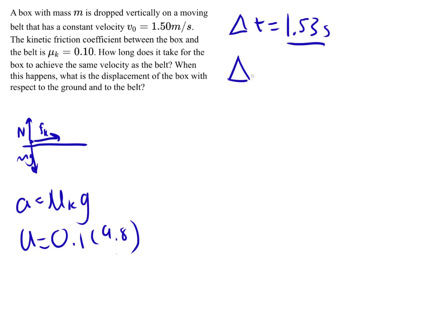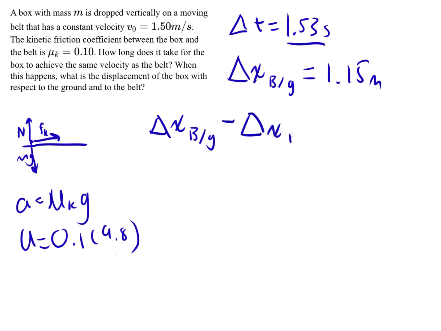So I'm going to write that back up. The displacement of the box with respect to the ground is 1.15 meters. So that's the second part. The third part is asking for the displacement of the box with respect to the belt. To do this, we simply subtract the displacement of the belt from the displacement of the box relative to the ground. So it would look something like the displacement of the box with respect to the ground minus the displacement of the belt.